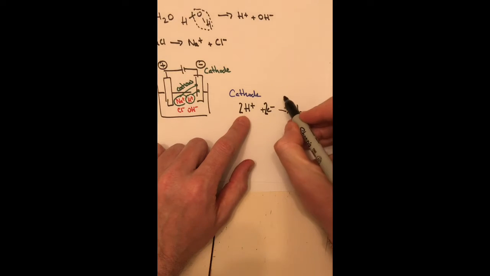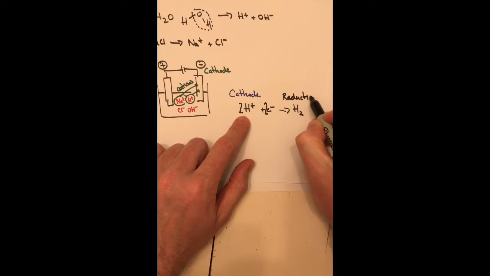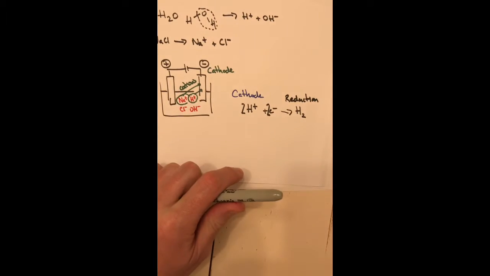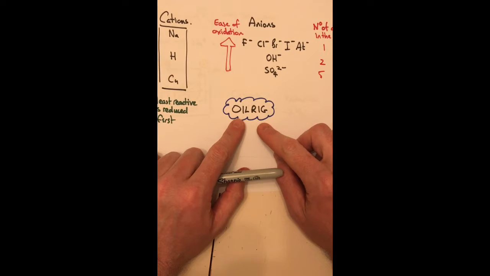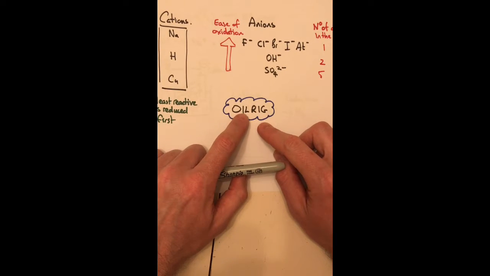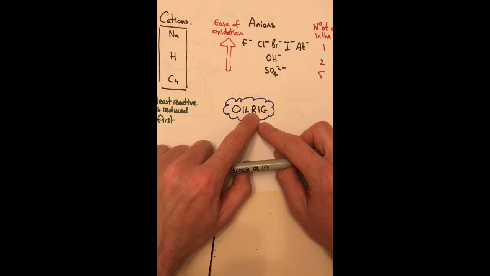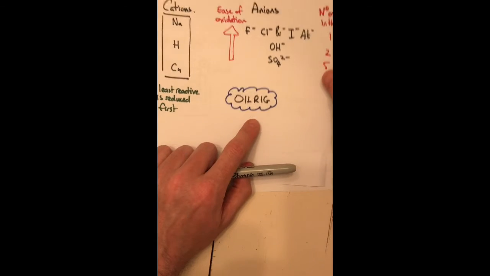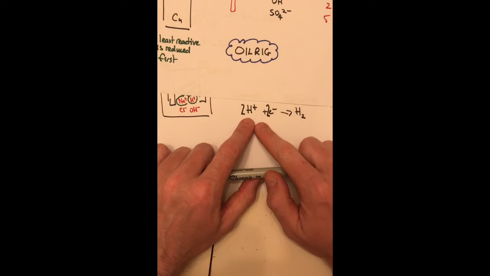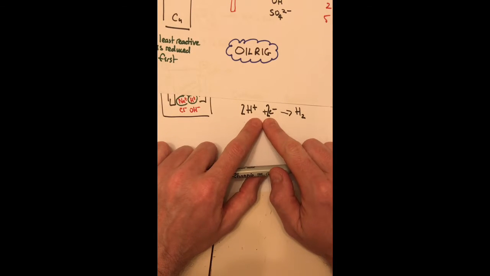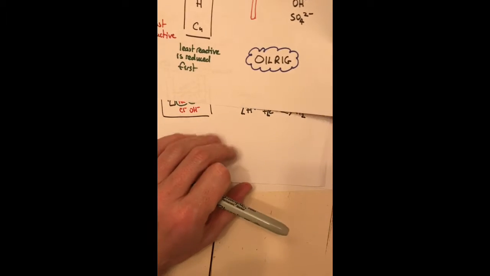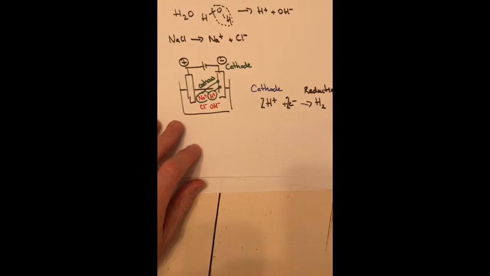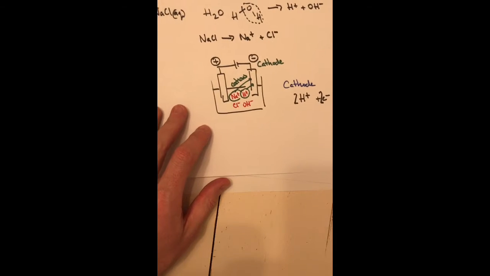If you remember, gaining is reduction, and we'll just have a quick look at why that is the case on here. The way we remember this rule is using the phrase OIL RIG, and OIL RIG stands for oxidation is loss of electrons, reduction is gaining electrons. So in our example here, you can see that the hydrogen ion has gained electrons, therefore this is an example of reduction as a reaction. Let's put that out of the way. Right, so that's what's happening at the cathode.